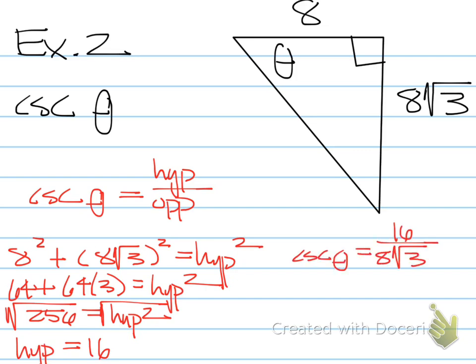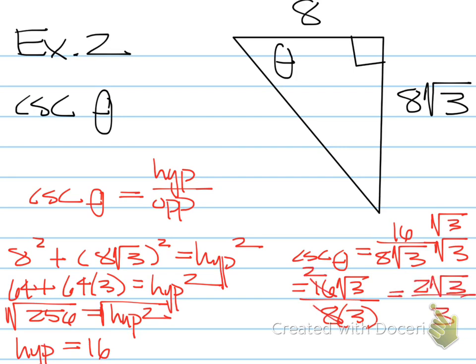So cosecant of theta is going to be 16 over the opposite side, which is 8 root 3. We just need to rationalize that denominator by multiplying the numerator and denominator by root 3. That'll give us 16 root 3 over 8 times 3. 8 divides into 16 2 times. So 2 root 3 over 3 is what the cosecant of that angle measure would be.